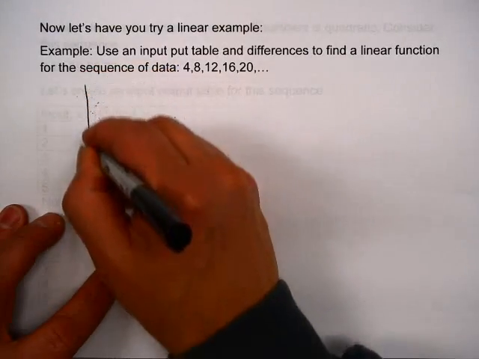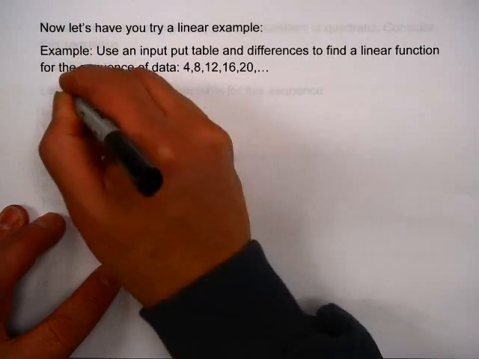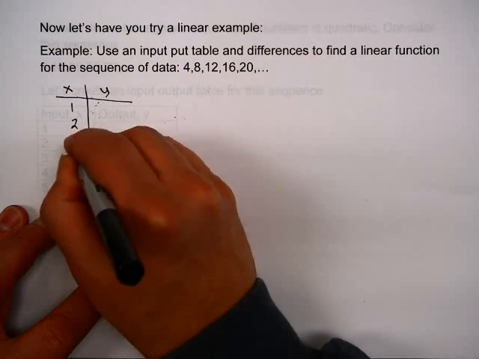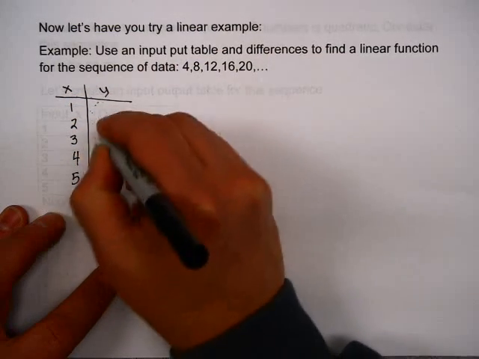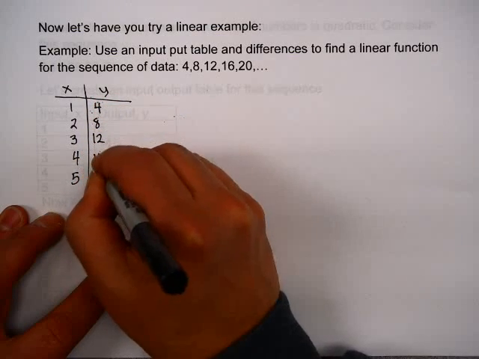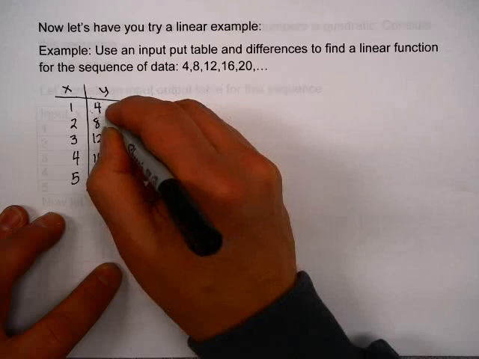Okay, let's see how to do this. I'm going to create an input-output table. Input is x, output is y. 1, 2, 3, 4, 5. I have 5 data points again. And 4, 8, 12, 16, and 20.